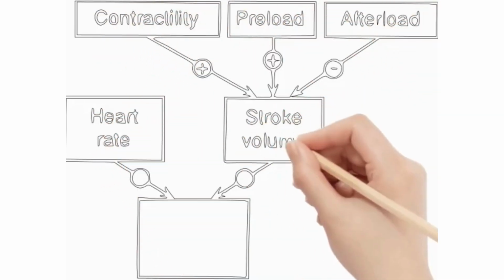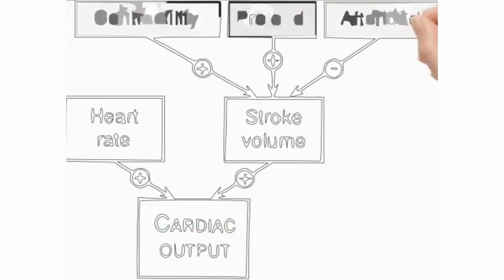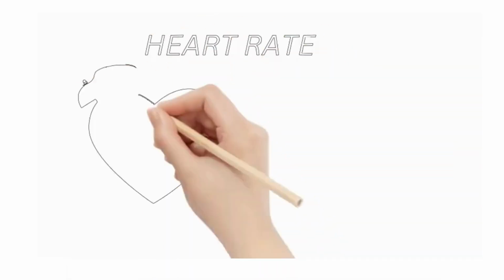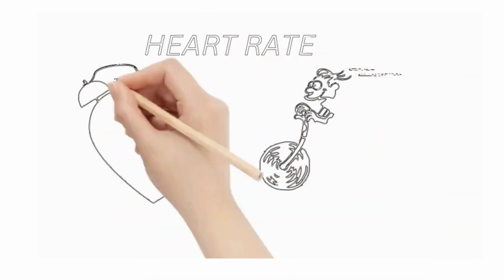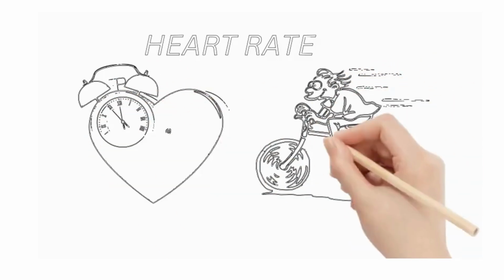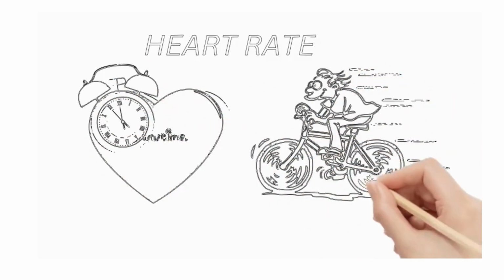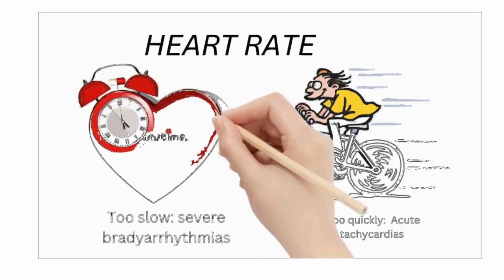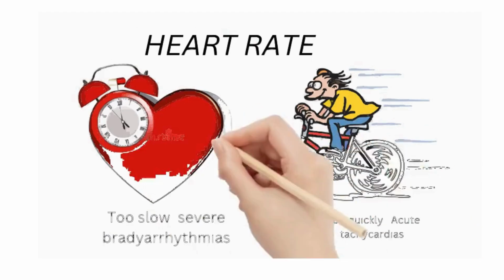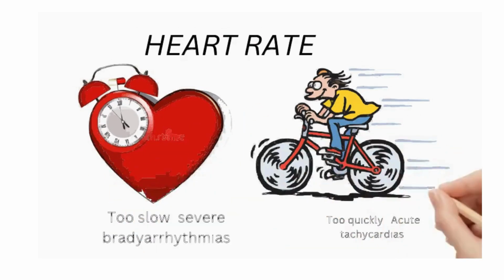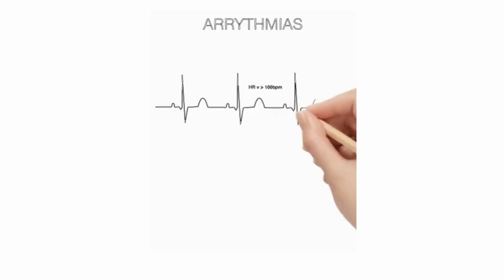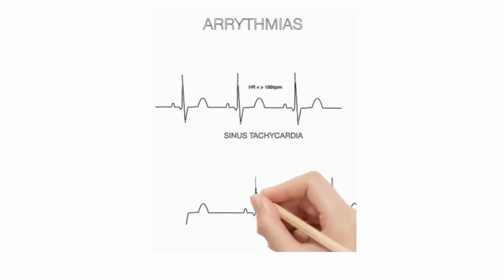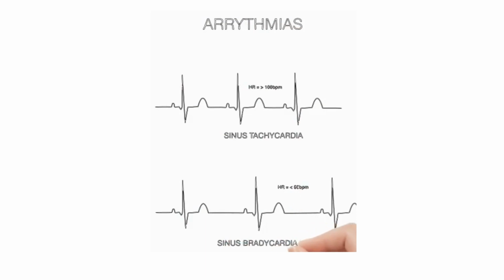Since the cardiac output is a product of the heart rate and the stroke volume, let us now look at each of these parameters. First, we will look at the heart rate. The heart rate is perhaps the simplest determinant of cardiac output to visualize. The faster the heart beats, the more blood can be pumped over a particular period. However, just like a cyclist who pedals too fast might tire quickly, an excessively high or low heart rate can impair cardiac output. If the heart beats too slowly, as seen in severe bradyarrhythmias, or too quickly, as in acute tachycardias, the heart can't pump efficiently, leading to decreased cardiac output and potentially even cardiogenic shock.